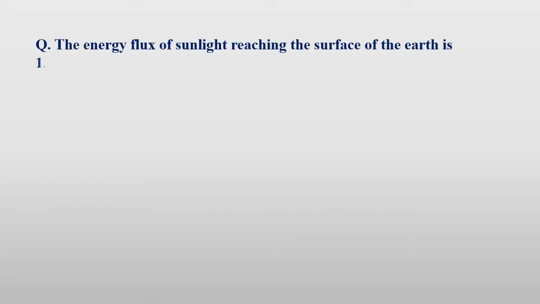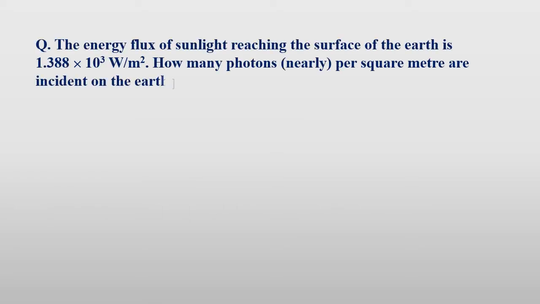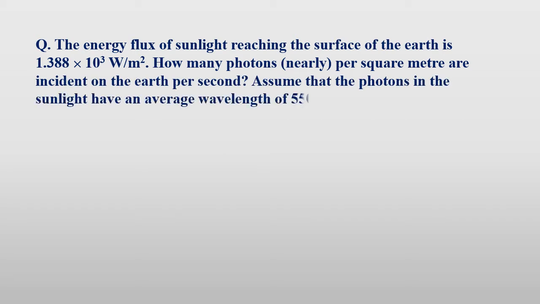Now next question. The energy flux of sunlight reaching the surface of earth is 1.388 × 10^3 watt per square meter. How many photons per square meter are incident on the earth per second? Assume that the photons in the sunlight have an average wavelength of 550 nanometer.